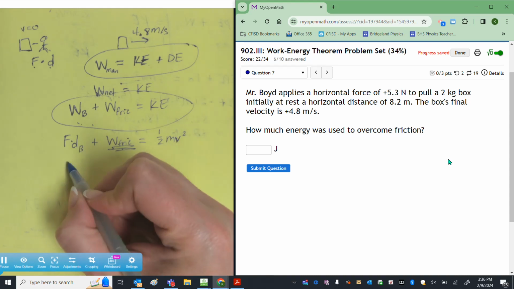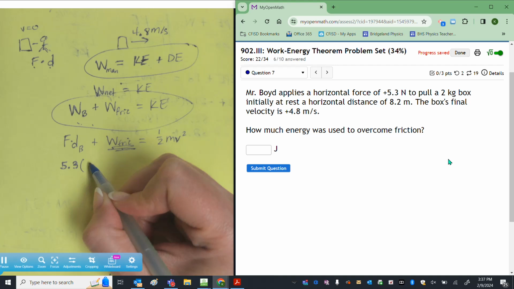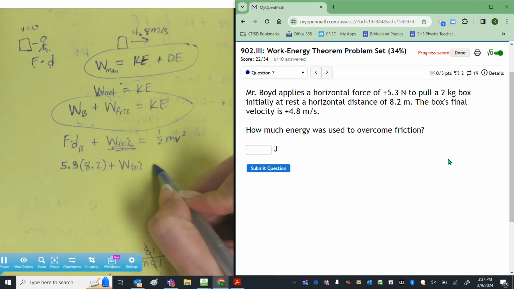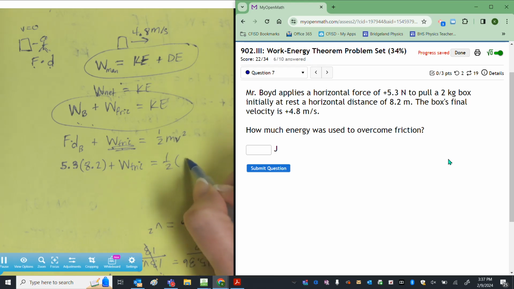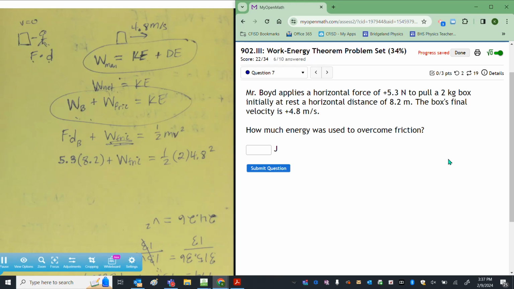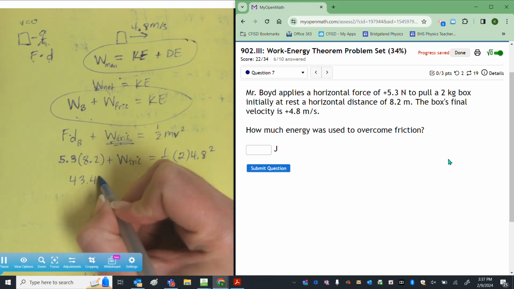So we know that his force is 5.3 newtons. We know that the distance that he pulls the box is 8.2 meters. And then we know that the box has a mass of 2 kilograms and that after he pulls it, it's moving 4.8 meters per second. And so that's what we're going to get for our setup. So let's go ahead and solve for this. 5.3 times 8.2 means that my initial work that he did is 43.46. So that's his work.